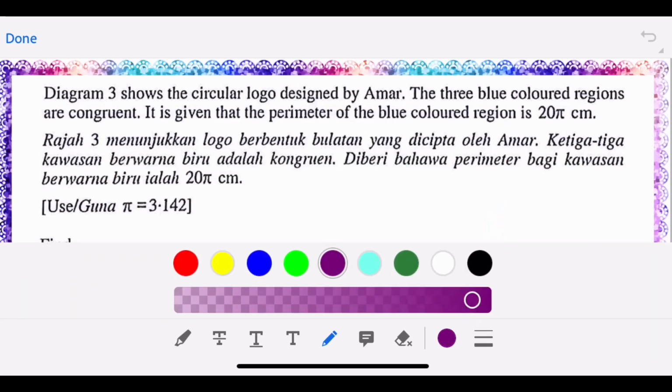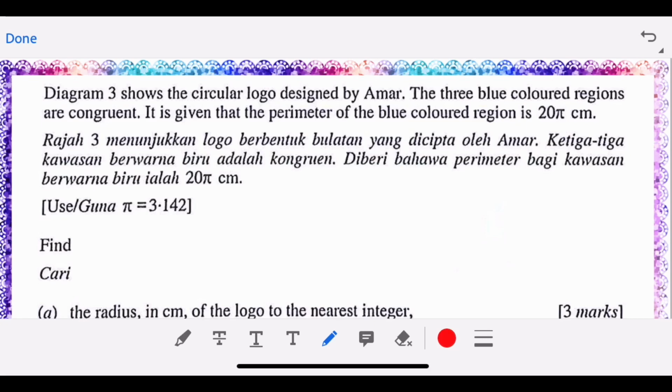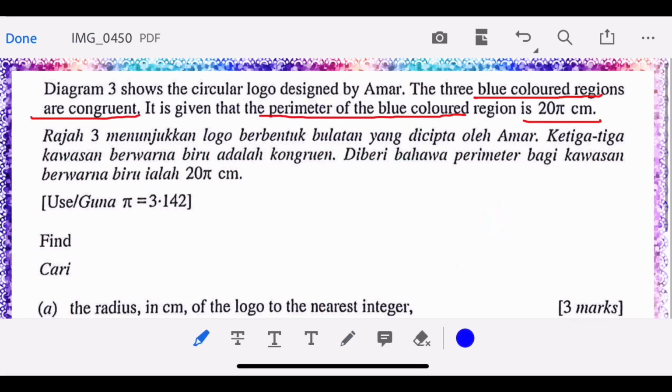Let's go through the question together. Diagram 3 shows the circular logo designed by Amma. The 3 blue color regions are congruent. Congruent is the keyword. It is given that the perimeter of the blue color region is 20 pi centimeters.